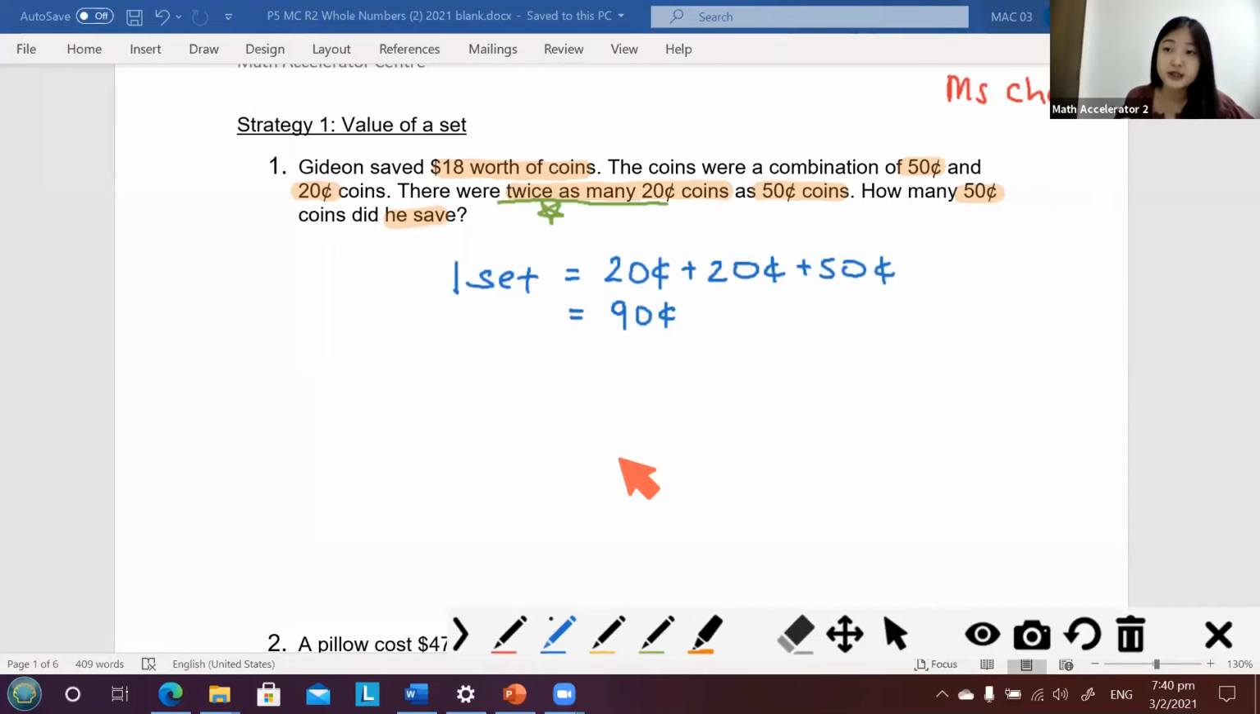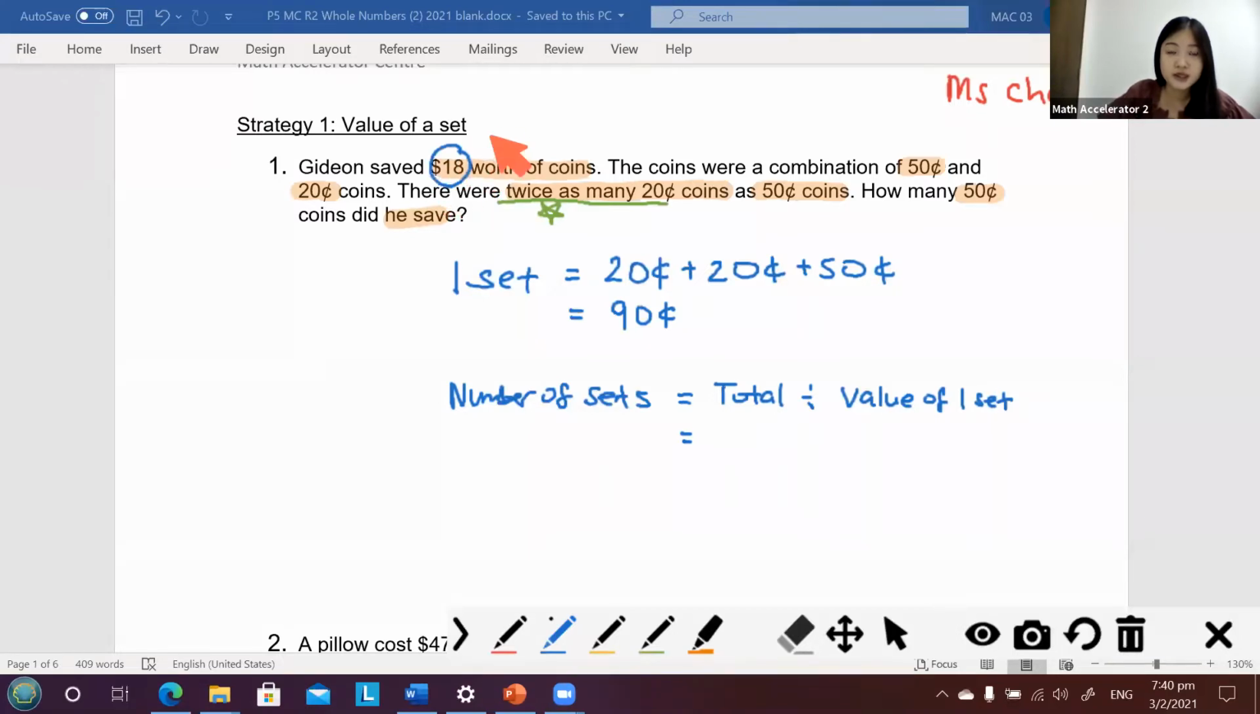We need to find the number of sets, or groups, you can also write groups. So we need to take the total divided by the value of one set. The total in the question is $18. This is your total.